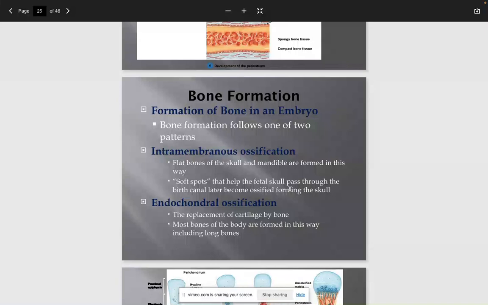Again, I think it would be important for you to know the different types of ossification, knowing that ossification is the formation of bone, and knowing that there's intramembranous and there's endochondral. Intramembranous is how the flat bones of the skull form and how the mandible forms. And again, we talked about soft spots. We talked about how this was important for childbirth, right? For the baby to be able to pass through the womb. And we talked about endochondral ossification, how this was important for long bone growth.